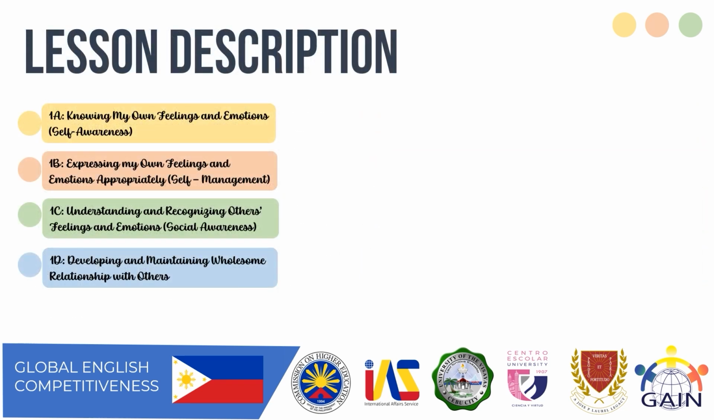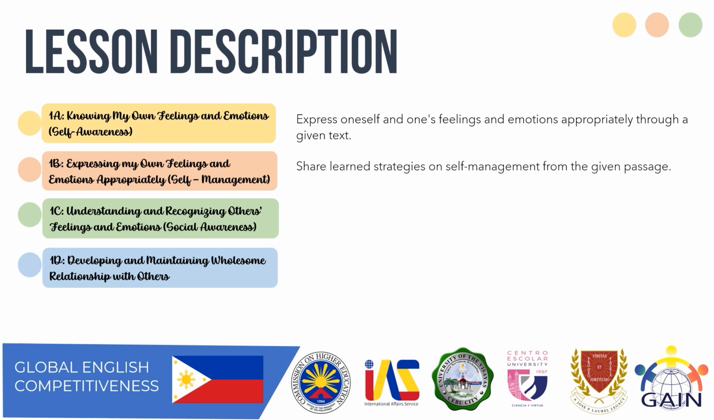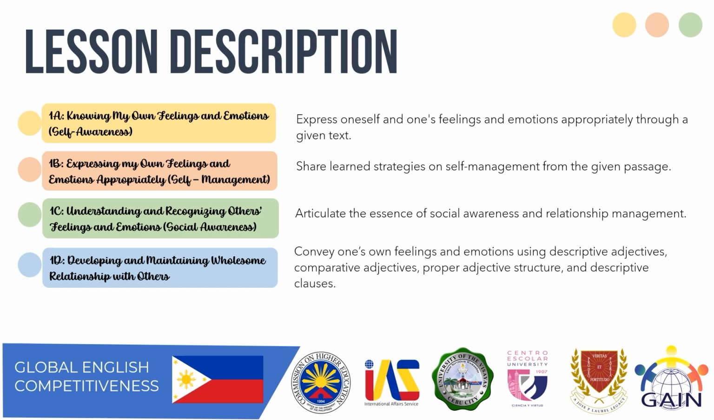The can-do objectives previously mentioned are aligned and embedded to each of the lessons as follows. For 1A, express oneself and one's feelings and emotions appropriately through a given text. For 1B, share learned strategies and self-management from the given passage. For 1C, articulate the essence of social awareness and relationship management. And for 1D, convey one's own feelings and emotions using descriptive adjectives, comparative adjectives, proper adjective structure, and descriptive clauses.